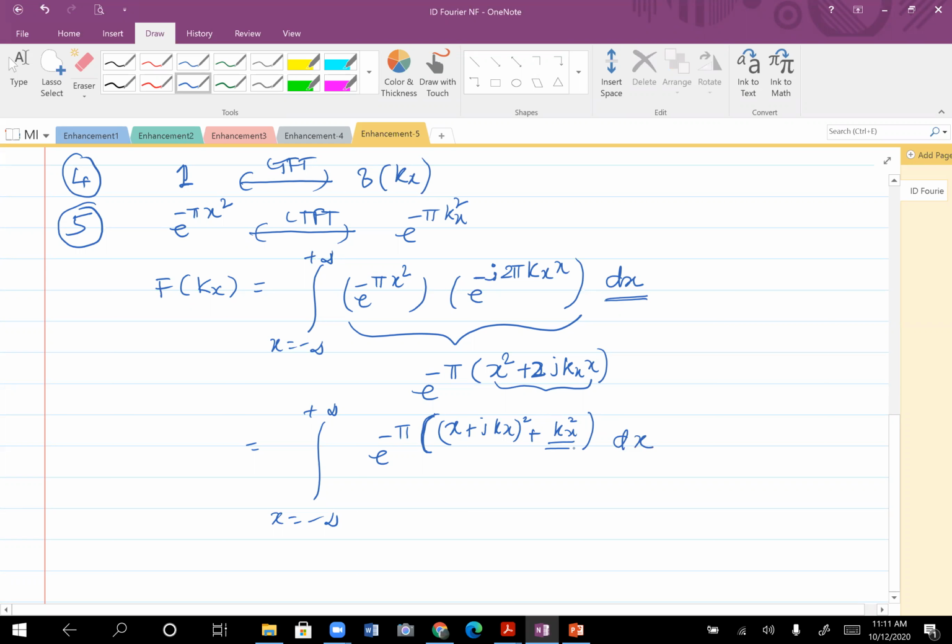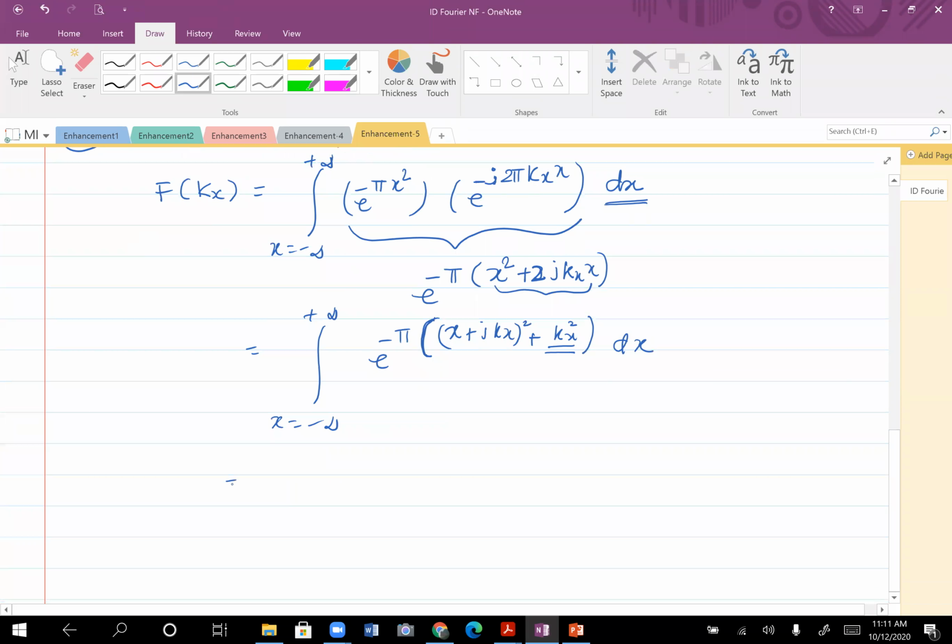Now can I take this term out? Yes, I can take it out. So that would bring me e power minus pi kx square into, let me call this something as y. I could do some other complex number y, e power minus pi y square into dy. Integrand, yeah, this will still be dy. This y is varying now from minus infinity to plus infinity.